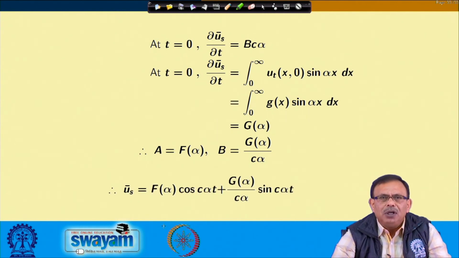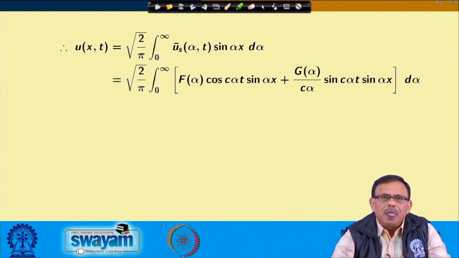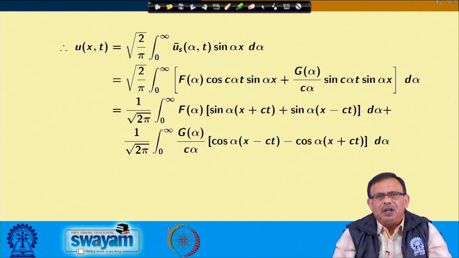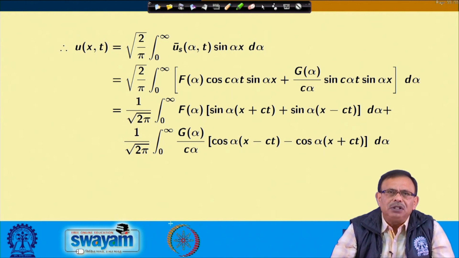So, I am writing u bar. Once I have written u bar, u(x,t) is nothing but root over 2 by pi, integral 0 to infinity, u bar s(alpha,t) sin alpha x dx. If you substitute the value, you will obtain this thing. Now, cos c sin d is there, sin c sin d is there. So, I can break it into two parts like this. So, F of alpha into sin of alpha(x plus ct) plus sin alpha(x minus ct), that way I am getting. Let us see how to find the values of these integrations.